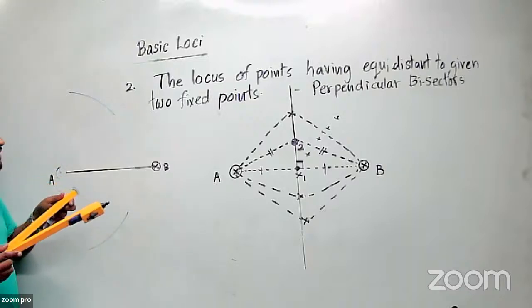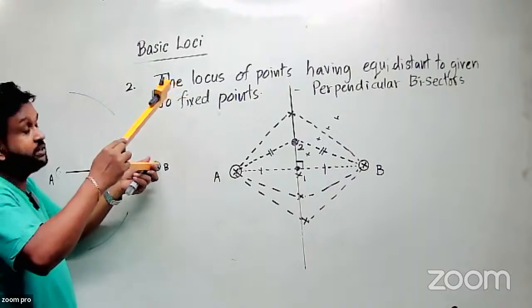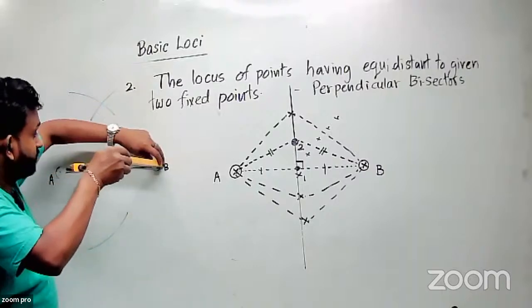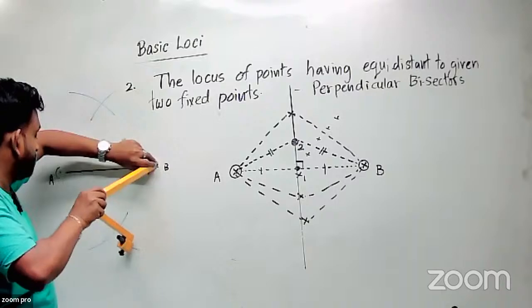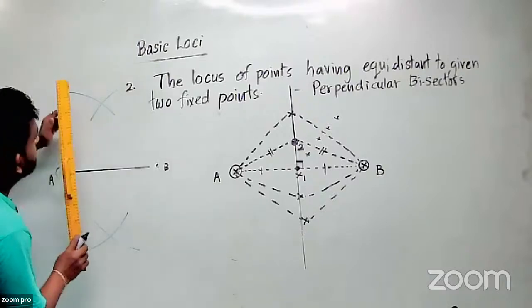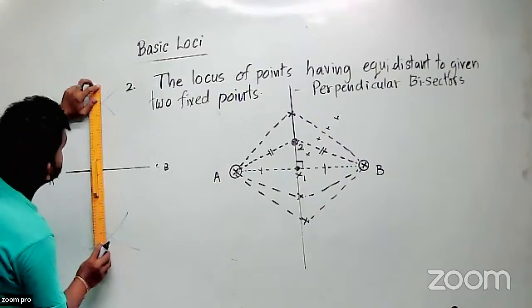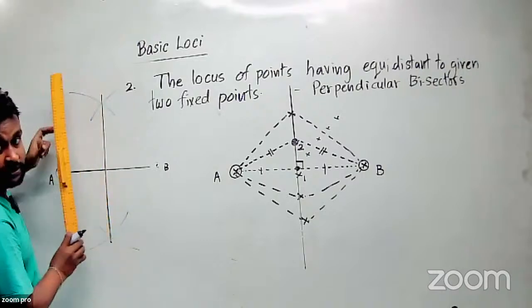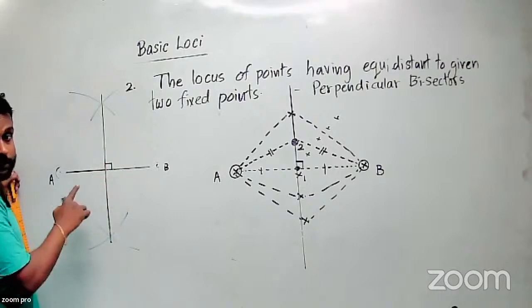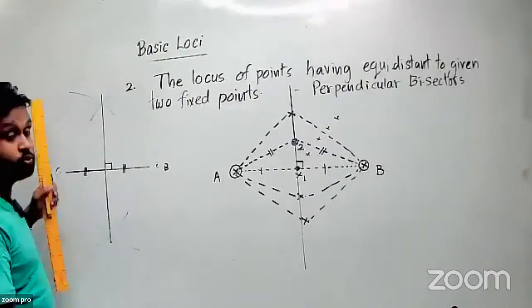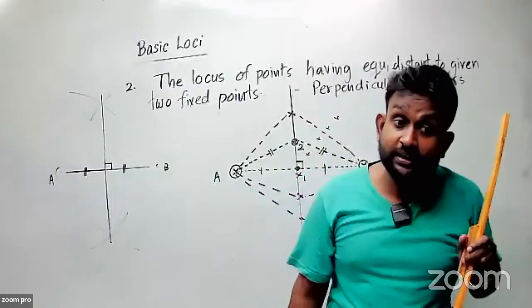You keep the same distance, bring the compass terminal to B and cut the arc, the top part as well as the bottom part. Now you connect the intersecting points of these two arcs. Keep the straight edge at the upper intersecting point and the lower intersecting point, and connect them. That is the perpendicular, and that is the bisector. Bisector means equally divided into two parts. Two conditions: perpendicular as well as bisector.